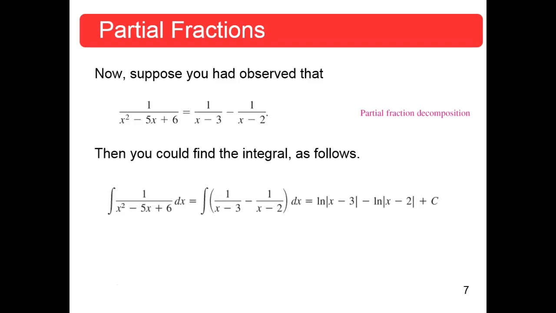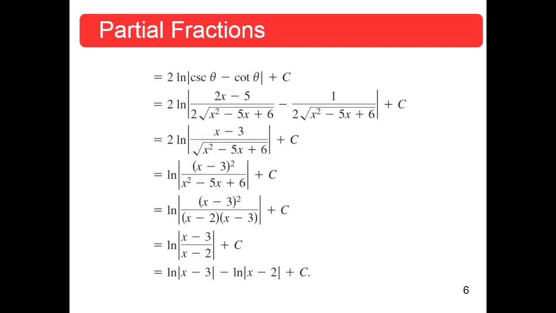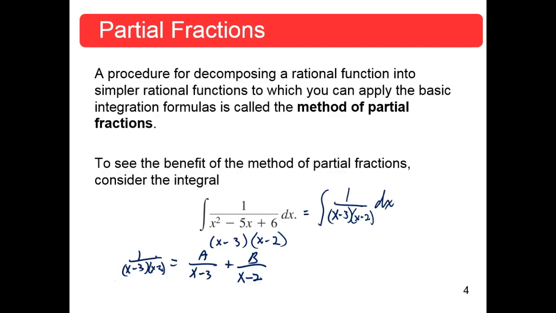And now they cheated on you. They said, now suppose you had observed that this was true. I don't think I would have, or even come close to it. So let me go back to what we had before. Let's figure out what our A and B is. They said you just observed it. I know I wouldn't have observed that. So let's see what we can do here.